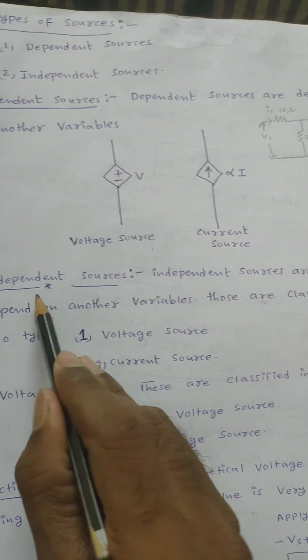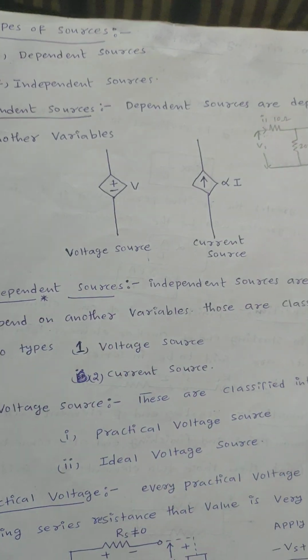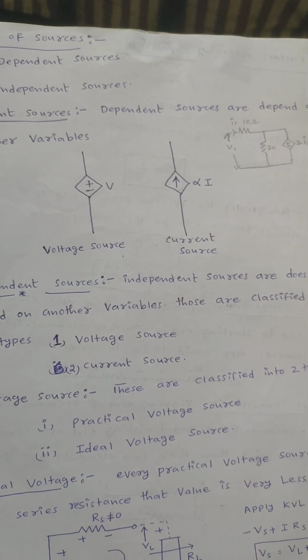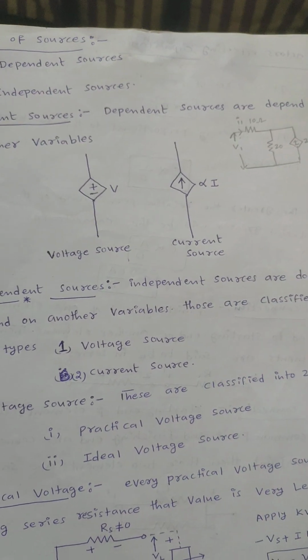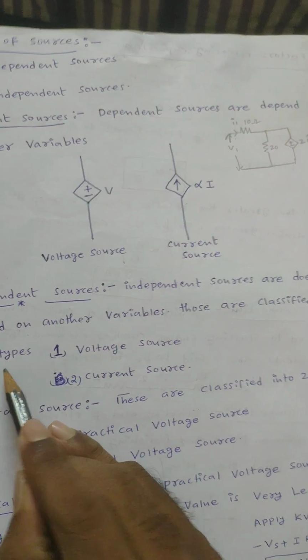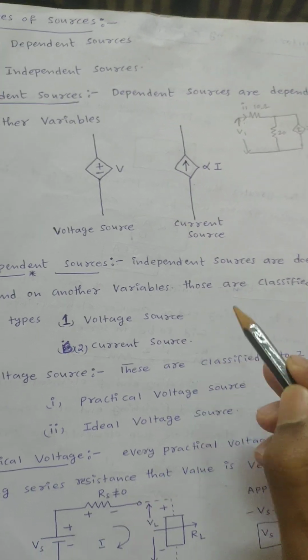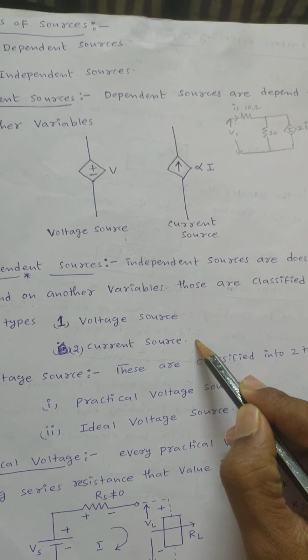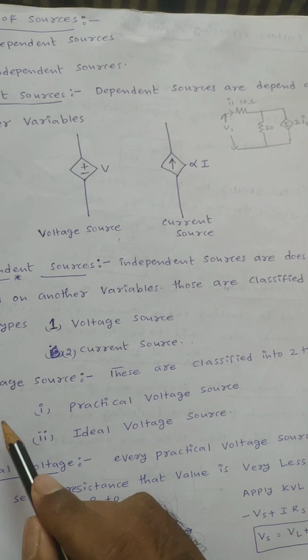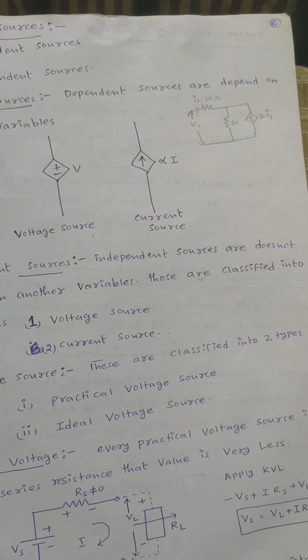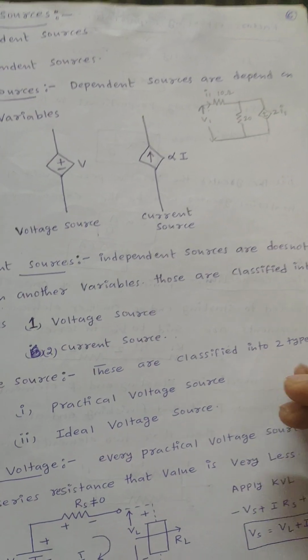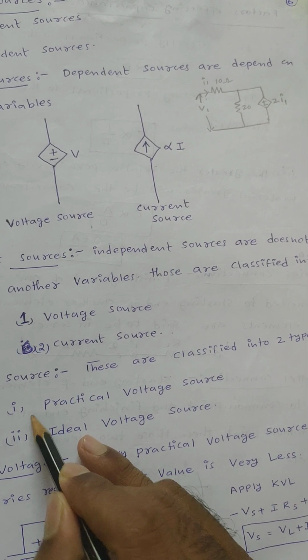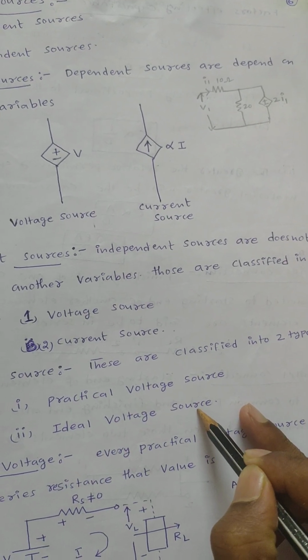Next, coming to independent sources. Independent sources do not depend on another variable. Those independent sources are again classified into two types: the first one is the voltage source, and the second one is the current source. First we will discuss the voltage source. A voltage source is again classified into two types: the practical voltage source and the ideal voltage source.